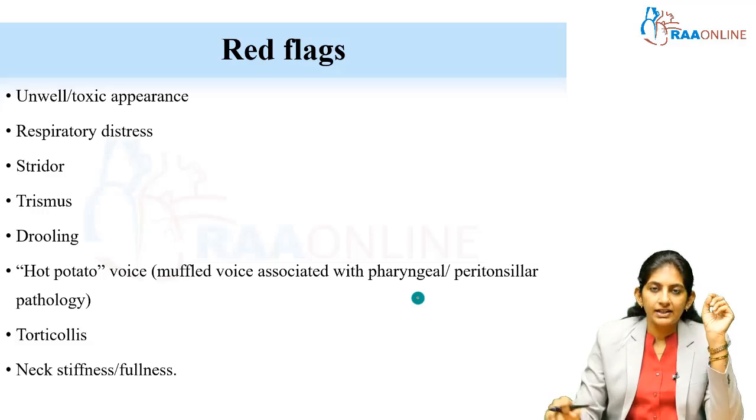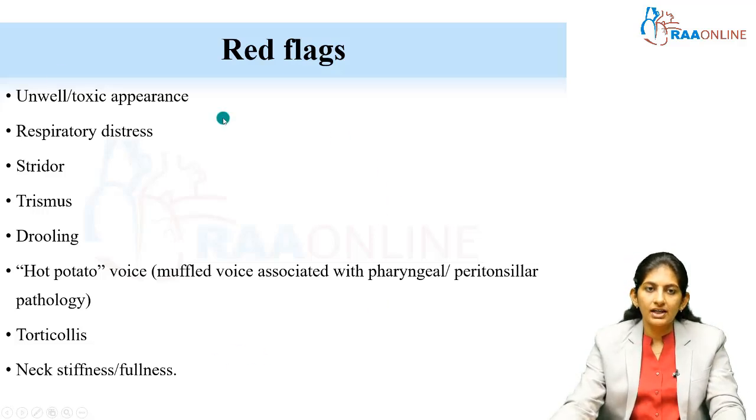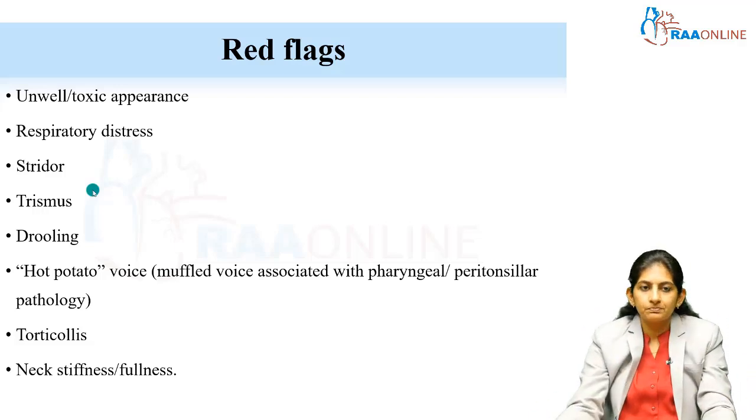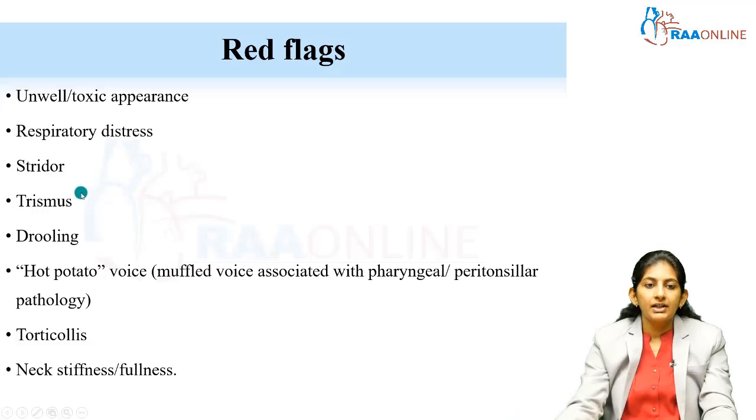So first, if the child has an unwell or toxic appearance, not able to drink or eat anything, please admit the child and evaluate. Respiratory distress is present, a stridor is present, a trismus. Okay, trismus is inability to open the mouth, and drooling of saliva, a hot potato voice, torticollis, neck stiffness, neck fullness. So all these indicate that it is not a simple acute pharyngitis or an acute tonsillitis.